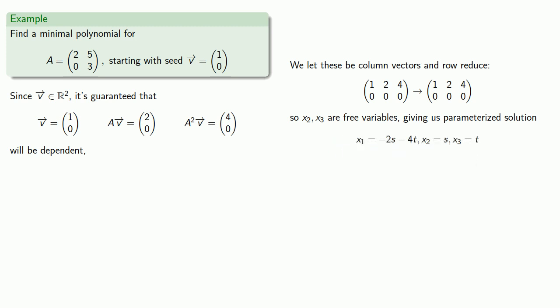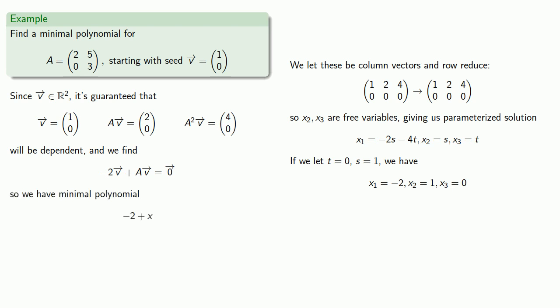Now remember, our goal is to find a minimal polynomial, a least degree polynomial. And so if x3 is anything, we'll have an A squared v. So let's let t equal 0 and s equal 1. And this gives us a solution. A corresponding equation with the vectors minus 2v plus Av plus 0 A squared v, or more simply, minus 2v plus Av. And so we have a minimal polynomial, minus 2 plus x.